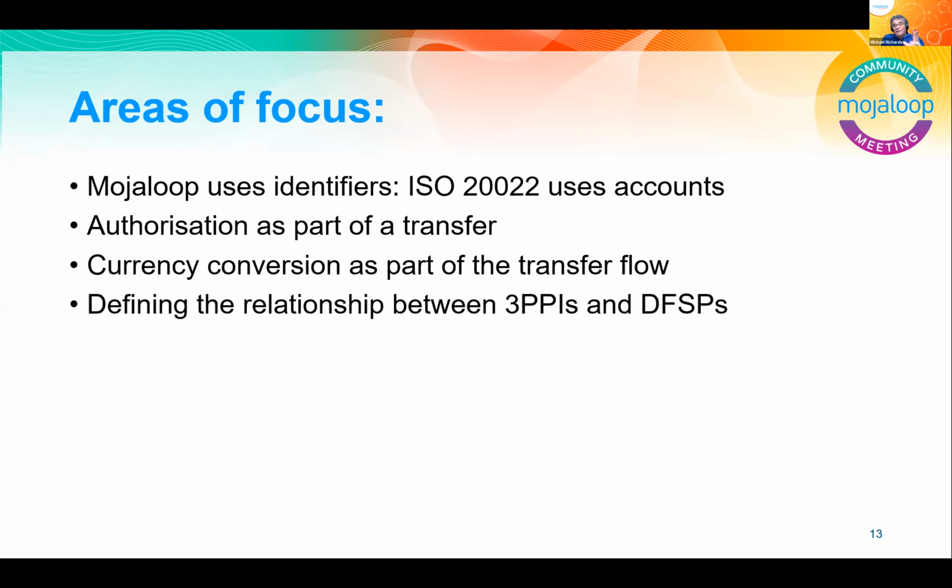Well, sorry, nothing for currency conversion as part of the transfer flow. There are currency conversion messages in ISO 20022, but they are about settling trades which have already been made, which is not really what we want to do in most cases. And there is also nothing in ISO about defining the relationship between third-party payment initiators and DFSPs. Now, that's what Lewis was just talking about.